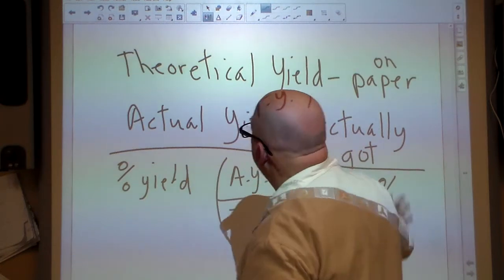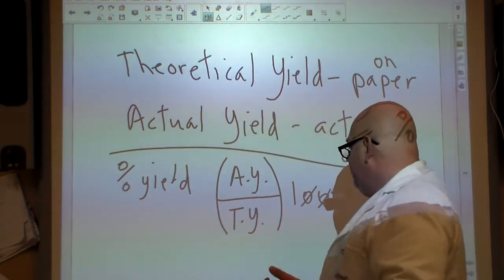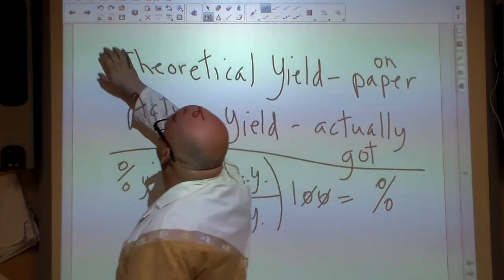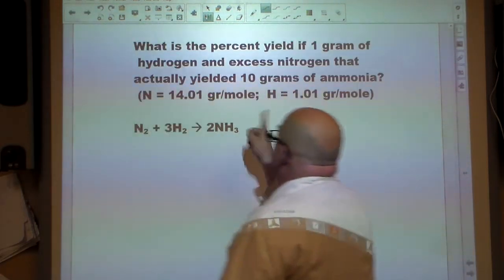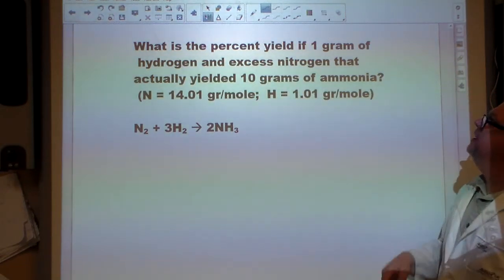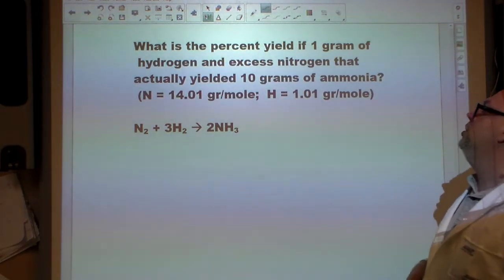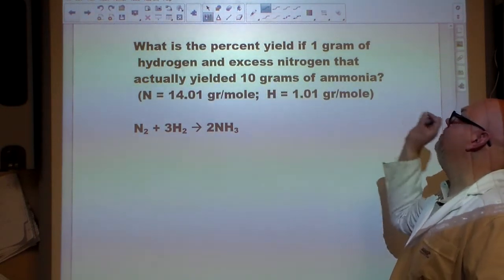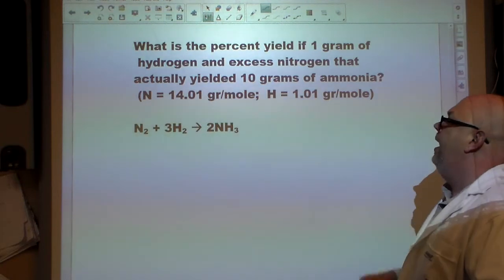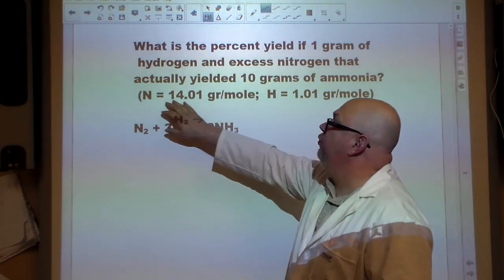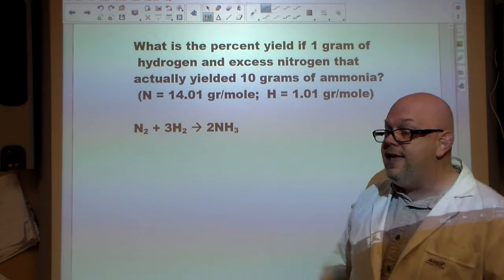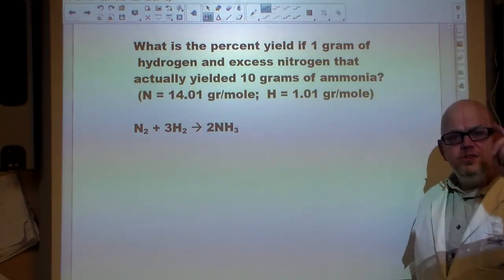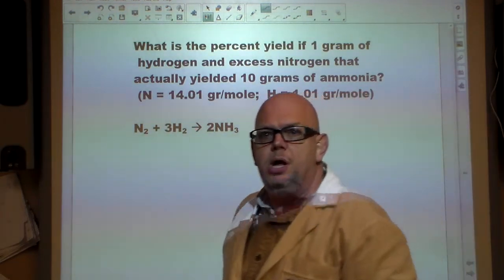Okay, so now that you've gotten the basic idea behind the theoretical yield, the actual yield, and the percent yield, let's go into a problem. Here's our problem. What is the percent yield if 1 gram of hydrogen and excess nitrogen actually yielded 10 grams of ammonia? Now granted, nitrogen is 14.01 grams per mole. We get that from the periodic chart. Hydrogen is 1.01 grams per mole. Once again from the glorious periodic chart.